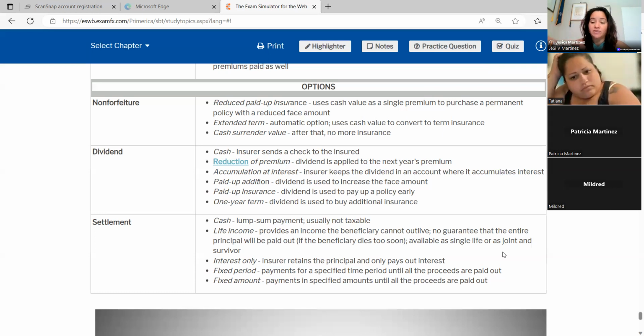If the beneficiary dies too soon, the money is lost. It is available as a single life or joint and survivor as well. Interest only: the insurer retains the principal and only pays out the interest. Fixed period: payments for a specific time period until all proceeds are paid out. Fixed amount: payments in specified amounts until all proceeds are paid out as well.